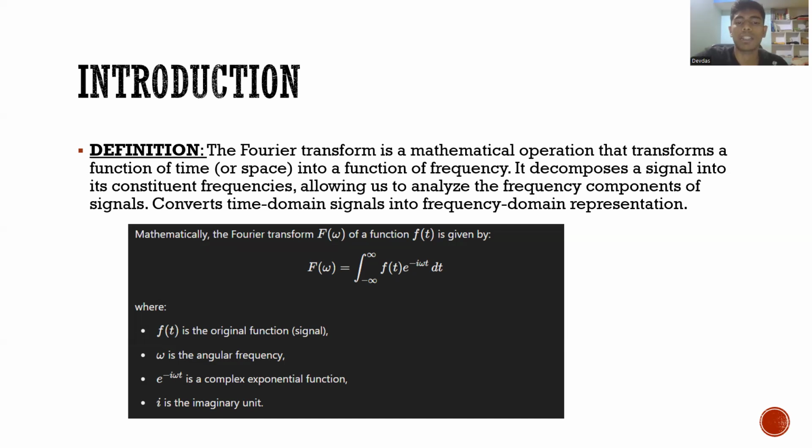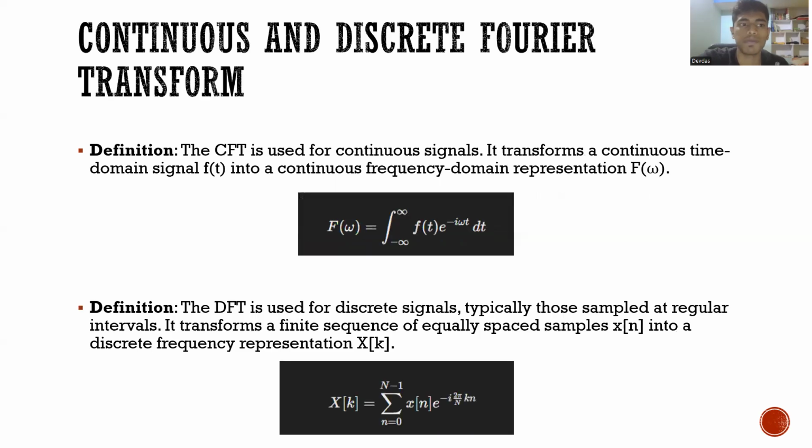So this is the mathematical representation of the Fourier transform. And f of t is the original signal, omega is the angular frequency, and this is the complex exponential function. And as you know, i is the imaginary unit. And capital F of omega is the Fourier transform of the original signal.